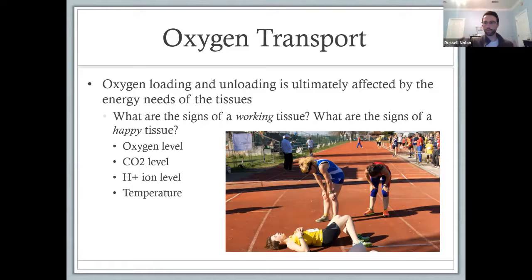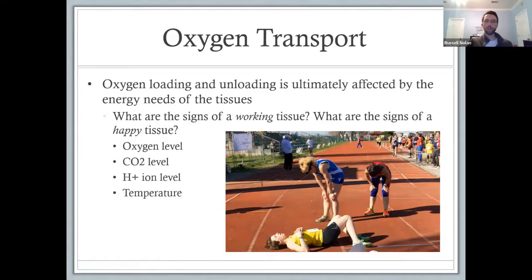And I actually give you just, maybe you want to pause it here just to think through this. If you are a working tissue, are you going to have high or low oxygen levels? If you are a working exercising tissue, are you going to have high or low CO2 levels? If you are a working tissue, you're going to have high or low hydrogen ion levels, and what is your temperature going to be? So maybe if you want to think through it, you can pause it. For, of course, those live here, I'm going to just keep going through it.